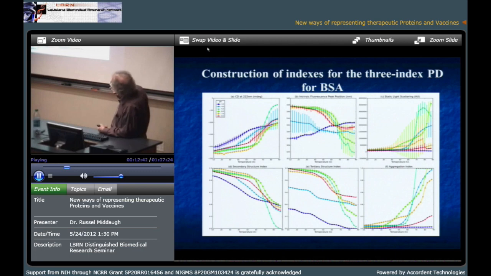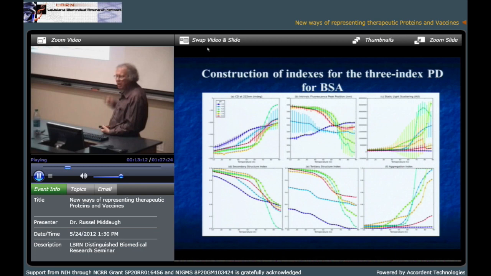So up above, what we have are CD, circular dichroism, intrinsic fluorescence peak position, and static light scattering. Just pick 3 different kinds of measurements in this example. I'll come back to the absorption example in a minute. And what we do is we normalize this data, and we produce what we call indices. In the case of CD, secondary structure, tertiary structure. Everybody follow me why I say that? And finally, the aggregation index right here.